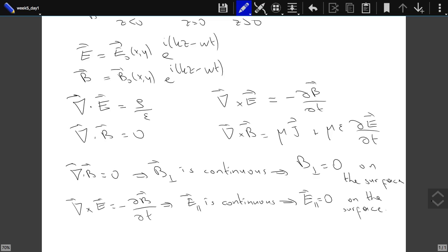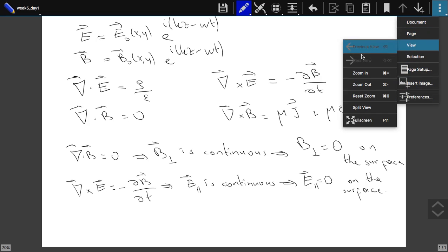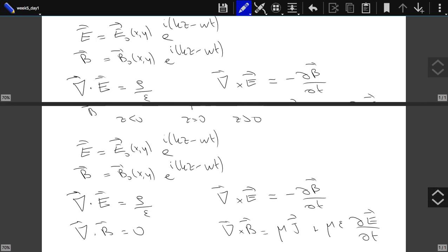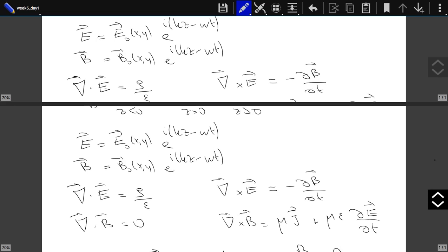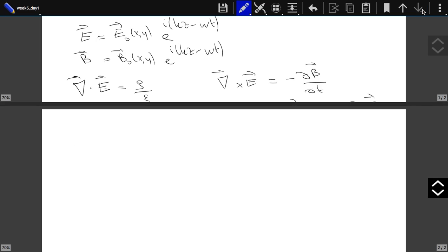So let's see what Maxwell's equations tell us about this. Now we know our boundary conditions. B perp is 0 on the surface, E parallel is 0 on the surface. So those are the boundary conditions we will impose on our electric and magnetic fields. So what about these E0 and B0 fields? I will just try to find some equations relating these E0 and B0 fields from Maxwell's equations.